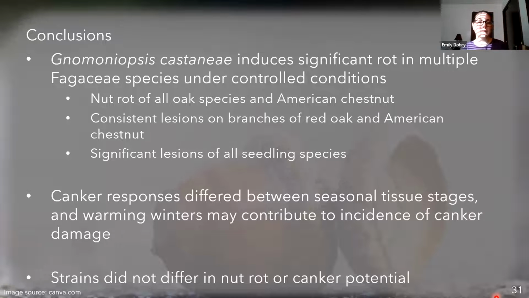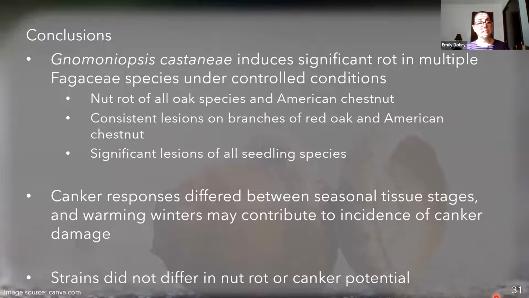So what this really tells us is that, at least under lab conditions, Gnomoniopsis castaneae induces significant rot in multiple Fagaceae species, not just in chestnut. We saw that there was significant nut rot in all 3 of our oak species and the American chestnut. We saw consistent significant lesions on the red oak and the American chestnut branches, and significant lesions on all of our seedling species. So the live seedlings all saw significant damage.